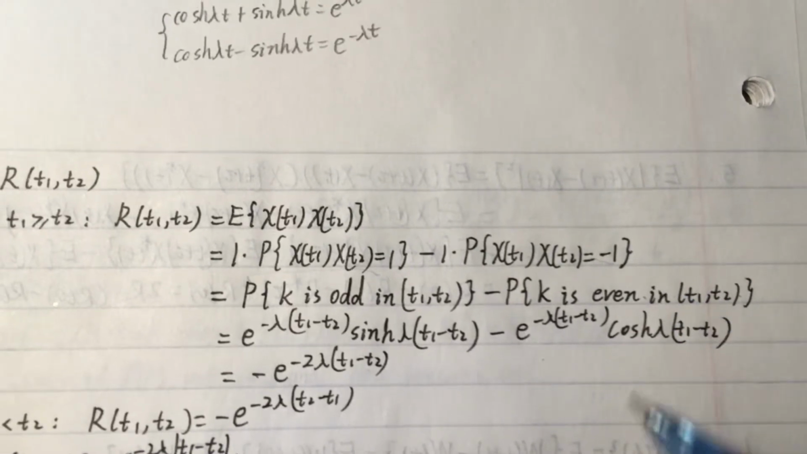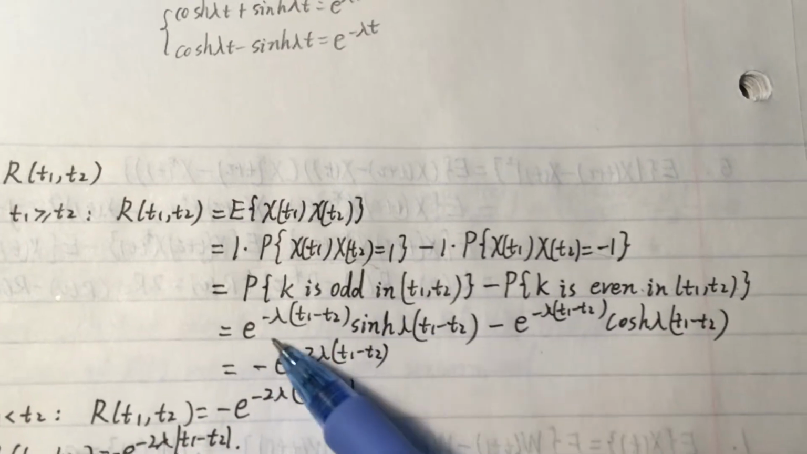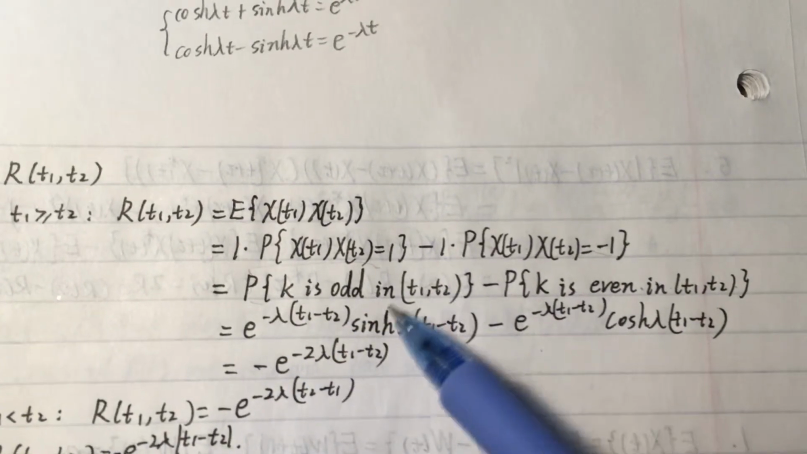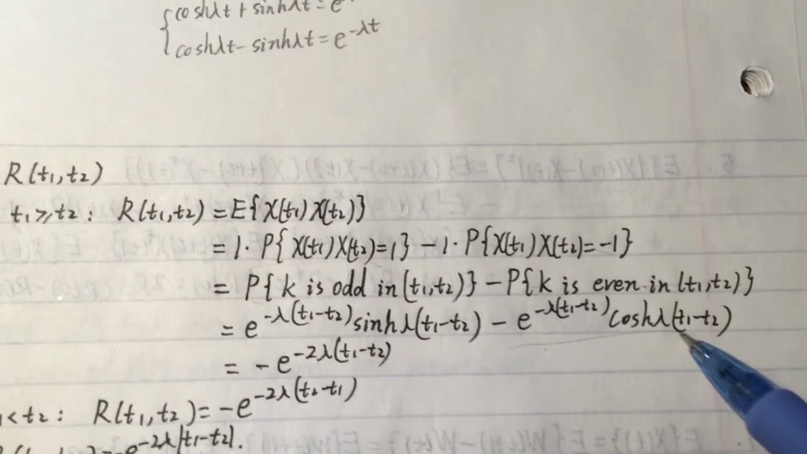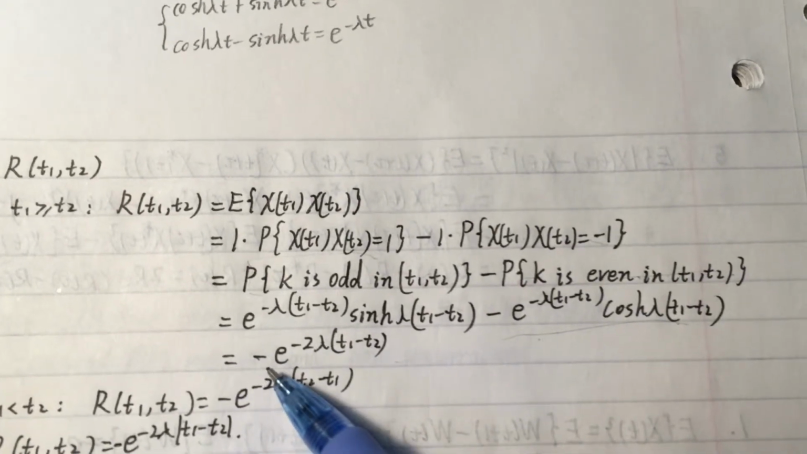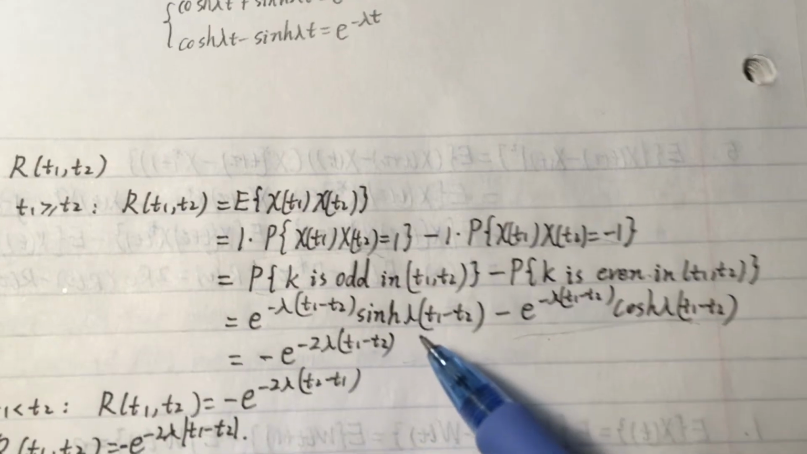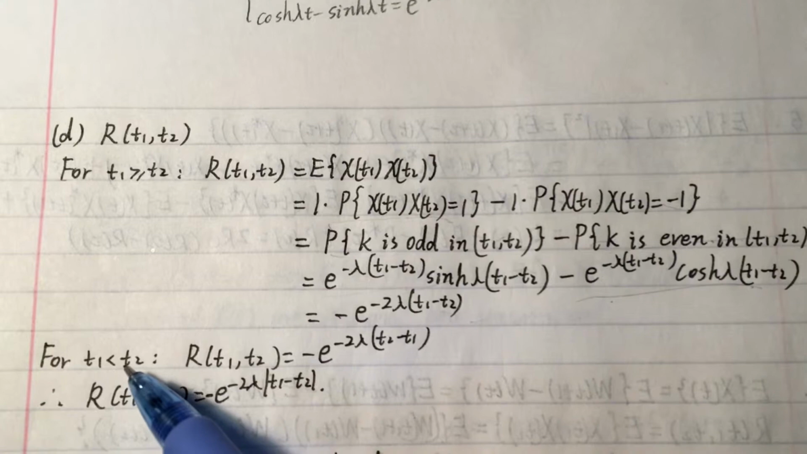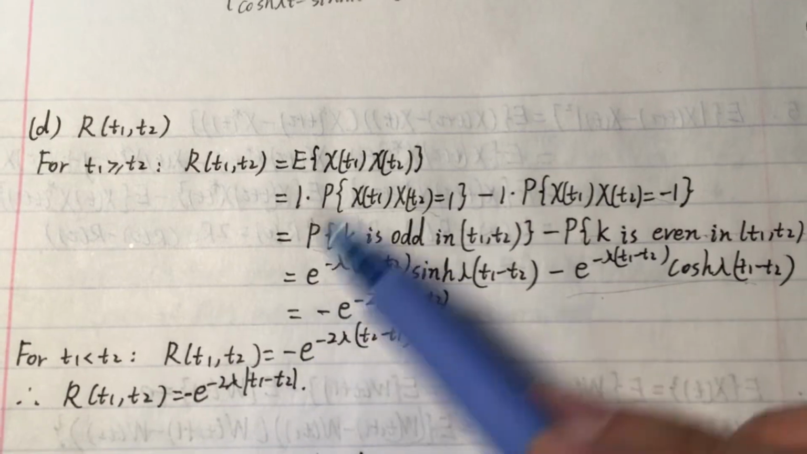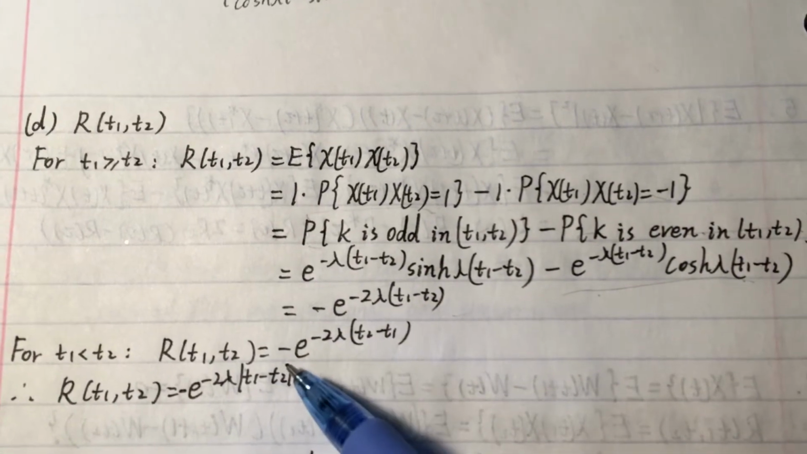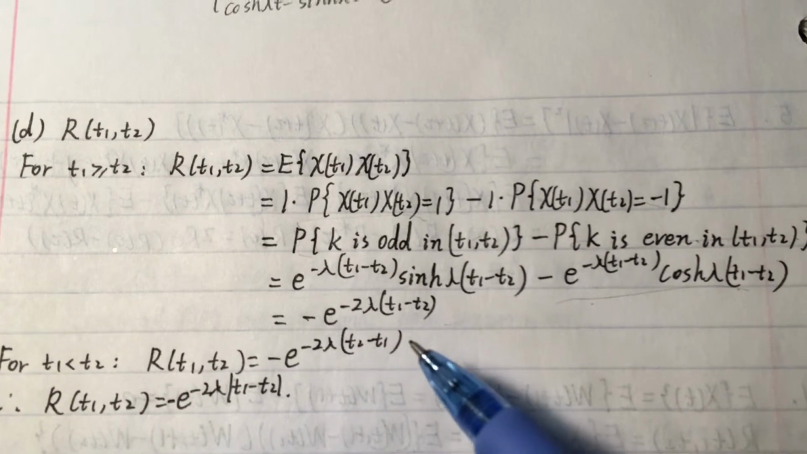And from the above results, we can note that this probability equals this equation, and this probability equals this equation. So we can get the final result, which is e^(-2λ(t1-t2)). And for t1 smaller than t2, in the same way, we can get the result, which is e^(-2λ(t2-t1)).